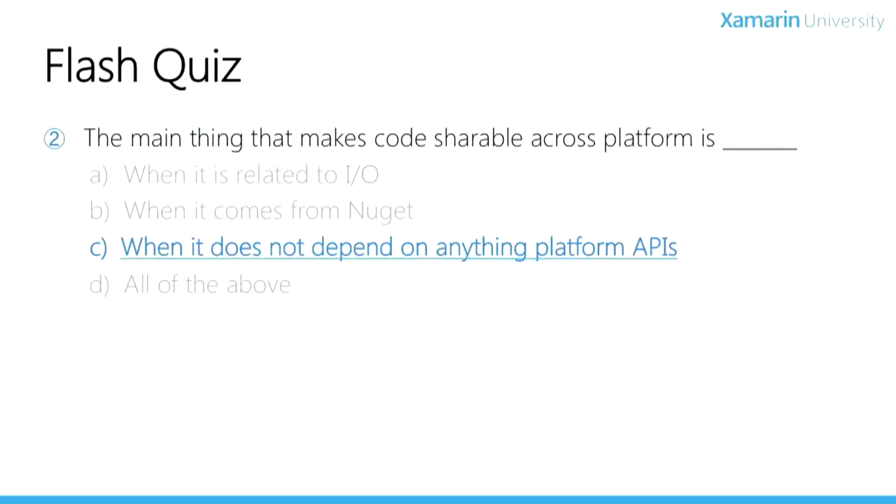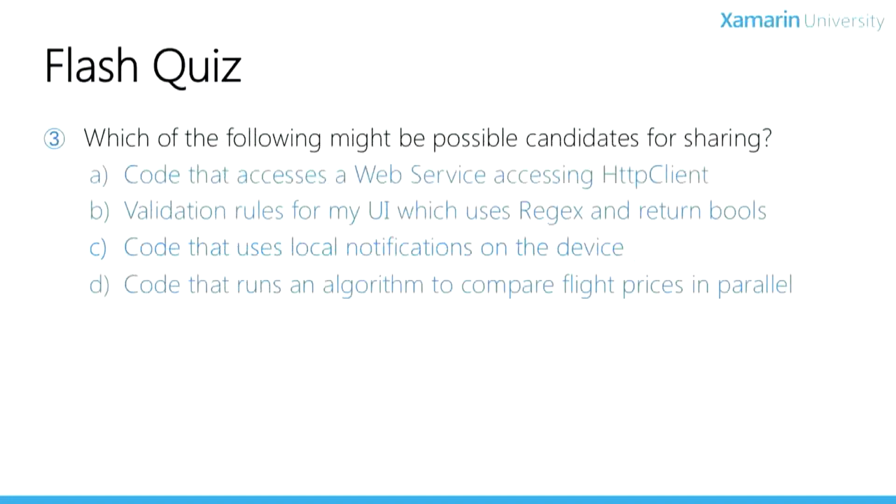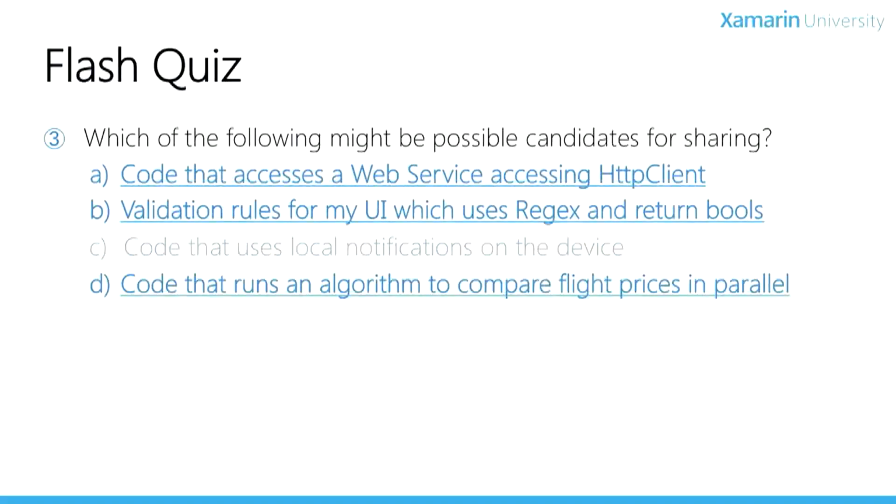Question 3. Which of the following might be possible candidates for sharing? A. Code that accesses a web service using HTTP client. B. Validation rules from my UI which use regex and return bools. C. Code that uses local notifications on the device. Or D. Code that runs an algorithm to compare flight prices in parallel. The answer is A, B, and D.